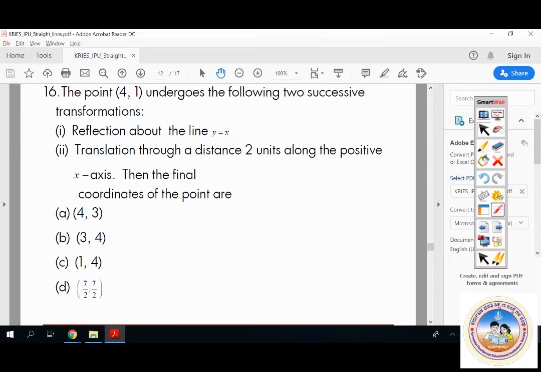The point 4,1 undergoes the following 2 successive transformations. First one is there, reflection about the line y is equal to x. Now I am going to draw the coordinate axis. ಇಲ್ಲಿ ಒಂದು coordinate axis draw ಮಾಡ್ಕೊಳ್ಳೋಣ, right? So x axis and y axis. X dash origin, y axis and y dash. Clear? Now there is a line which is y is equal to x ಅಂತ ಇದೆ.